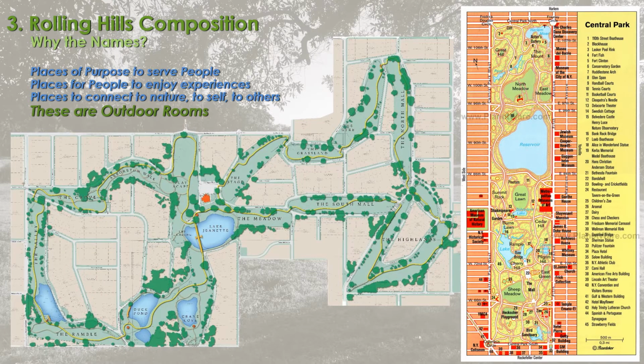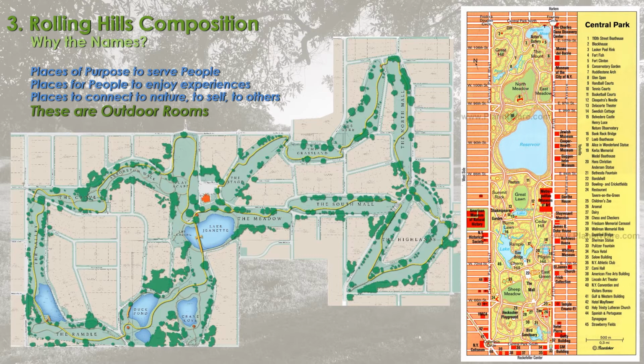So going back to Rick's presentation of the 2019 concept, what we have here is a series of outdoor rooms that are given a character through the identification of a name. If you look at Central Park to the right, you note that every single space has a name, and many of the key destinations are named, points of interest are named.